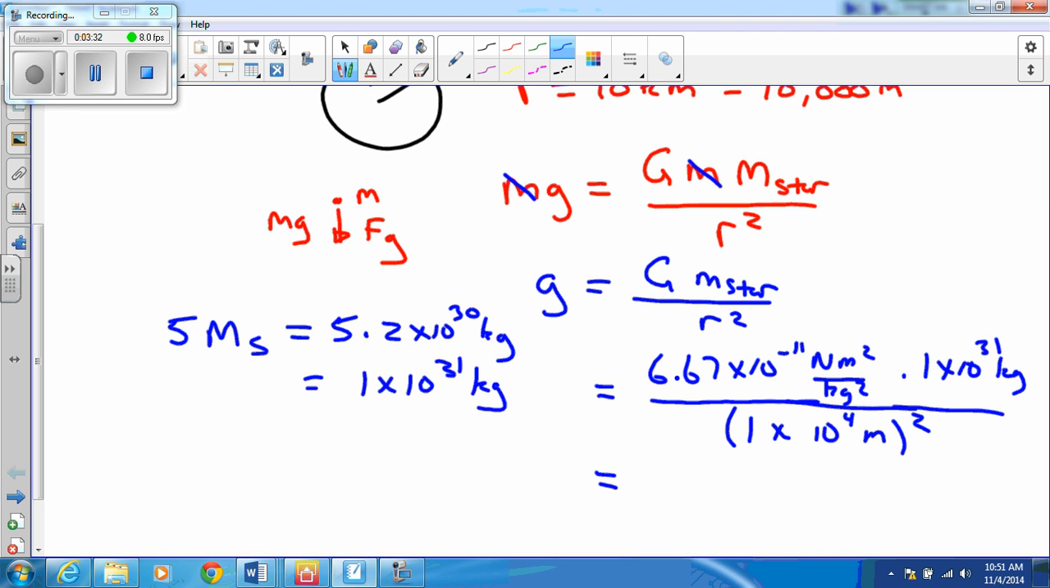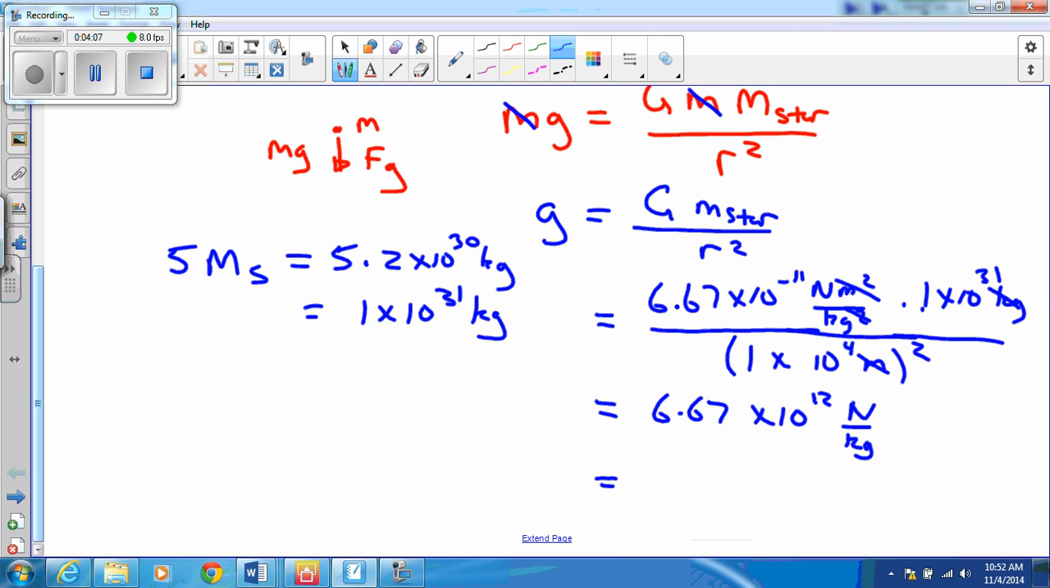And actually, we can do this computation in our head, because the mantissa is 6.67 times 1 divided by 1, which is 6.67. And the exponent is going to be 10 to the minus 11 plus 31 is 20, minus 8, which is 10 to the 4th squared. And so that's going to be 20 minus 8, times 10 to the 12th. And the units are going to be kilograms cancel and meters squared cancel, so that I get newtons per kilogram, which, as you know, is a fancy term for meters per second squared.